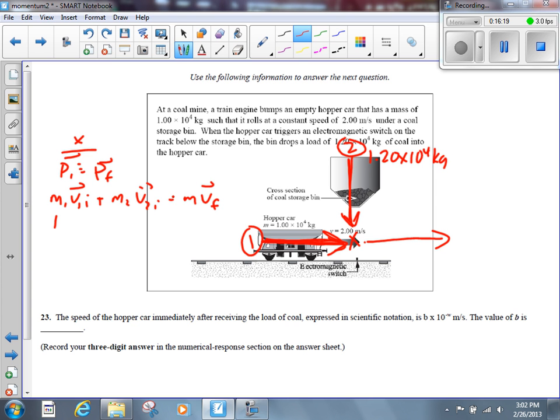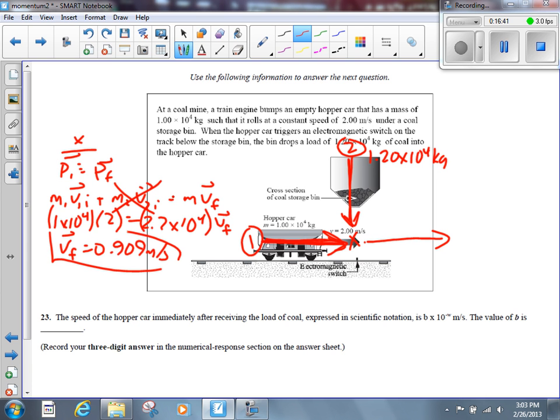m1 is 1 times 10 to the 4. v1i is 2 meters per second. This is 0 because the coal, although it's moving vertically, is not moving horizontally before the collision takes place. The combined mass is 2.2 times 10 to the 4. And we solve for vf. vf works out to be 0.909 meters per second. Now, normally I'd say that's not my final answer, that's only my x component. But since the final answer has only an x component, it is the final answer. Okay, does that make sense? How many people got that? Good.